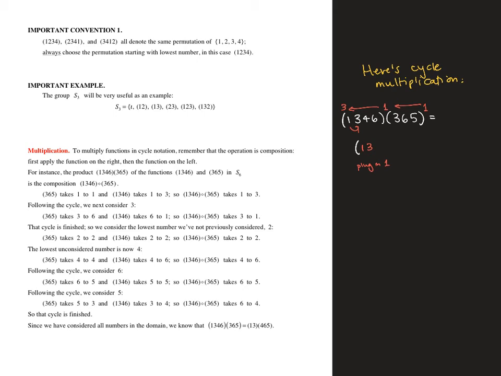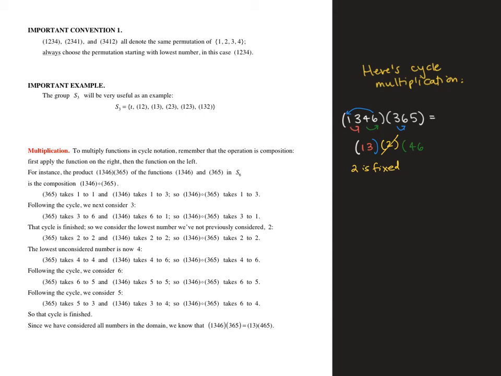And now, to figure out what comes next, we're going to plug in 3. Well, 3 goes to 6. 6 goes back to 1, so we end our parentheses here. And if we think about what's going on with 2, none of the cycles involve 2, so 2 is fixed. Now, let's plug in 4.